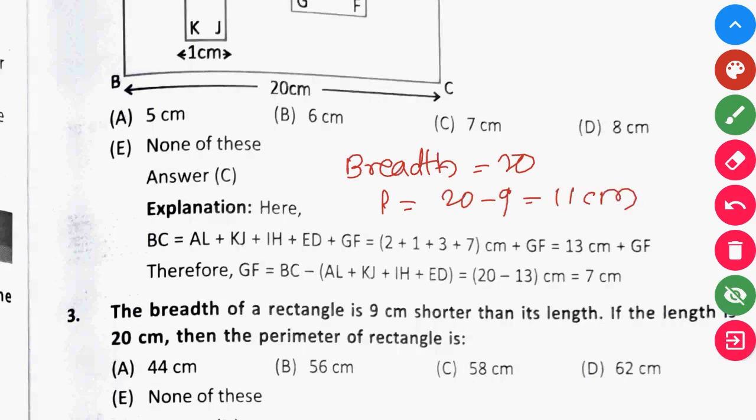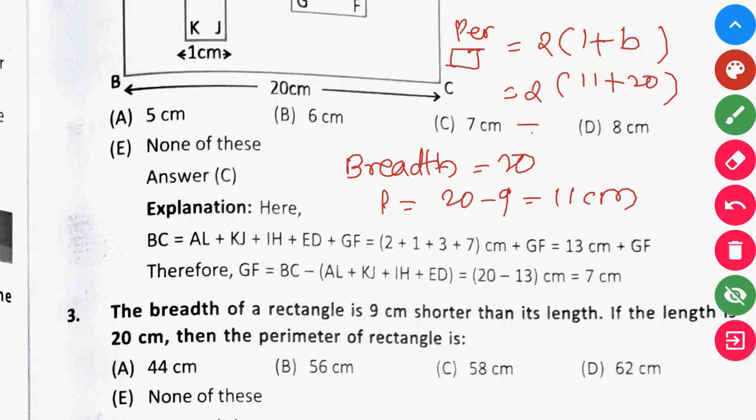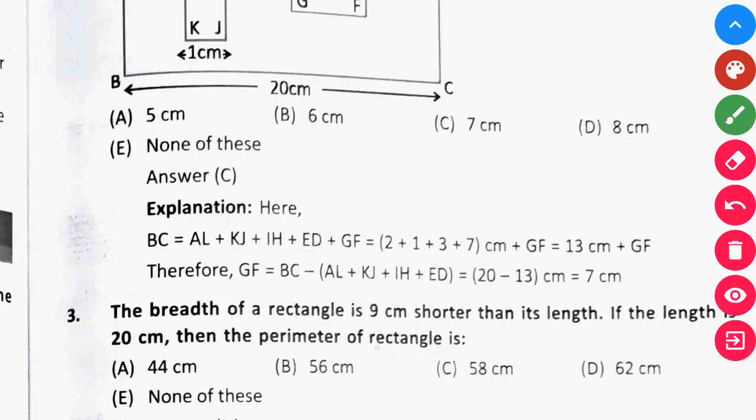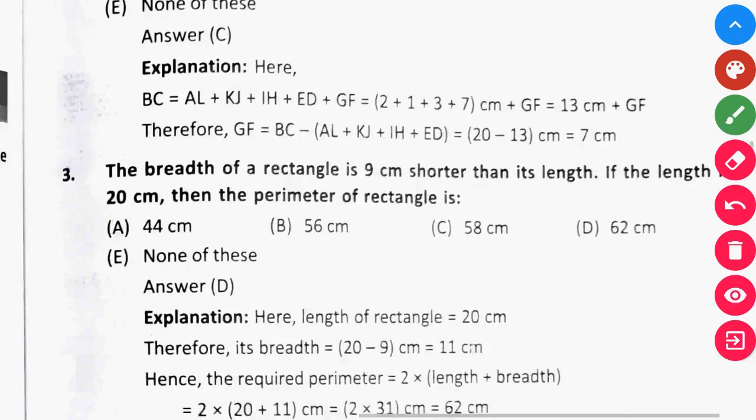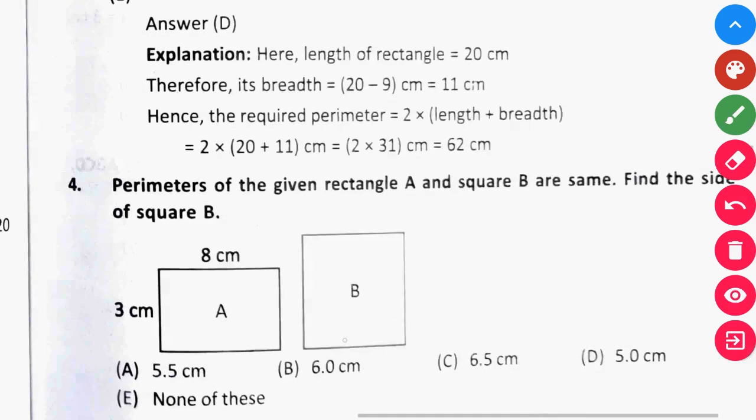Okay. Now what is the formula for perimeter of rectangle? If you remember, perimeter of rectangle is equal to 2 into length plus breadth. So 2 into 11 plus 20, so 2 into 11 plus 20 is 31. So 62 centimeter is the perimeter of the rectangle. Understood? Okay. Now the next one.